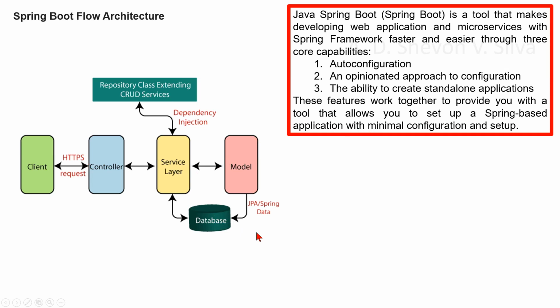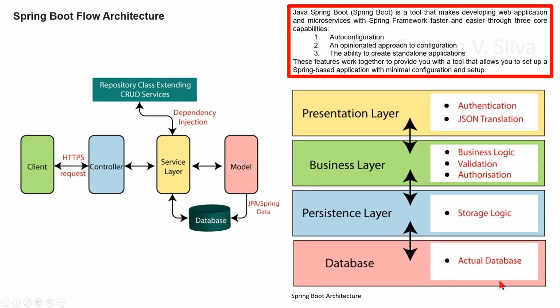Java Spring Boot is a tool that makes developing web applications and microservices with Spring Framework faster and easier through three core capabilities. 1. Auto configuration. 2. An opinionated approach to configuration. 3. The ability to create standalone applications. These features work together to provide you with a tool that allows you to set up a Spring-based application with minimal configuration and setup.